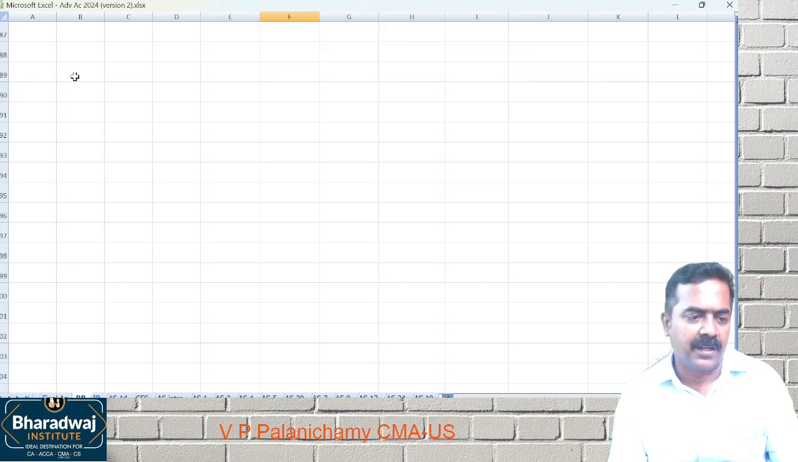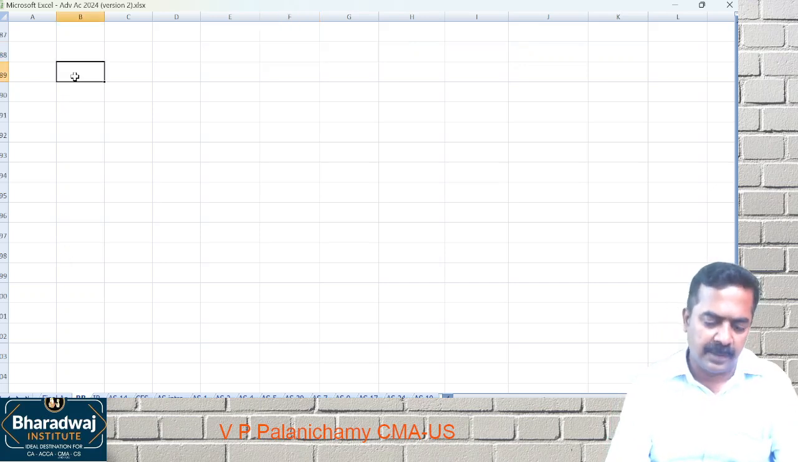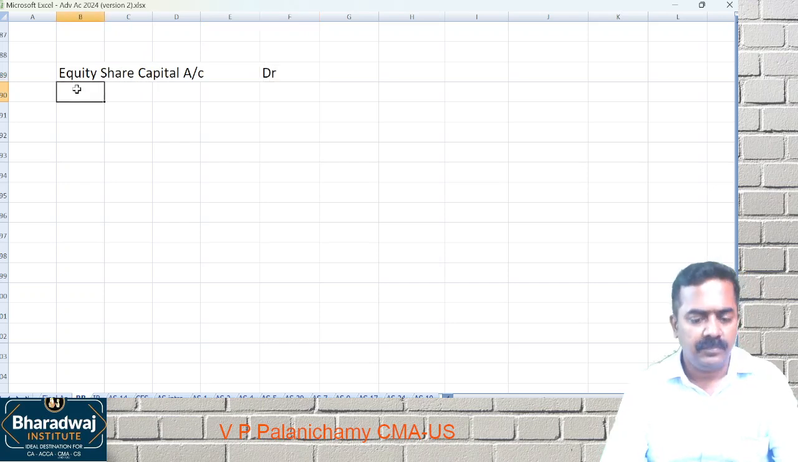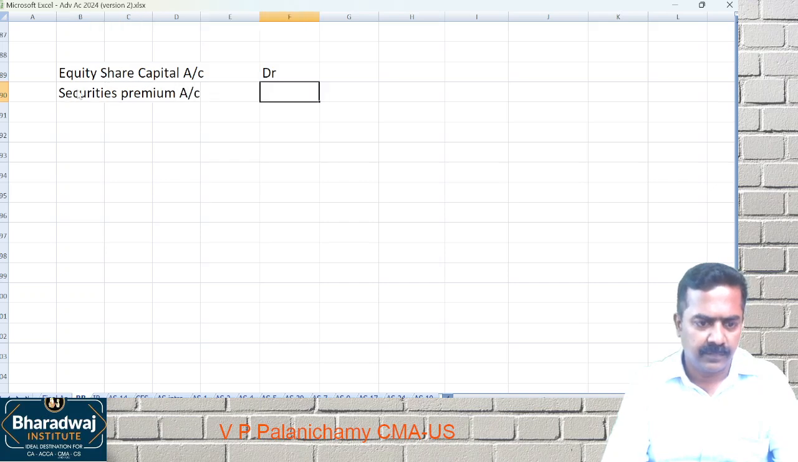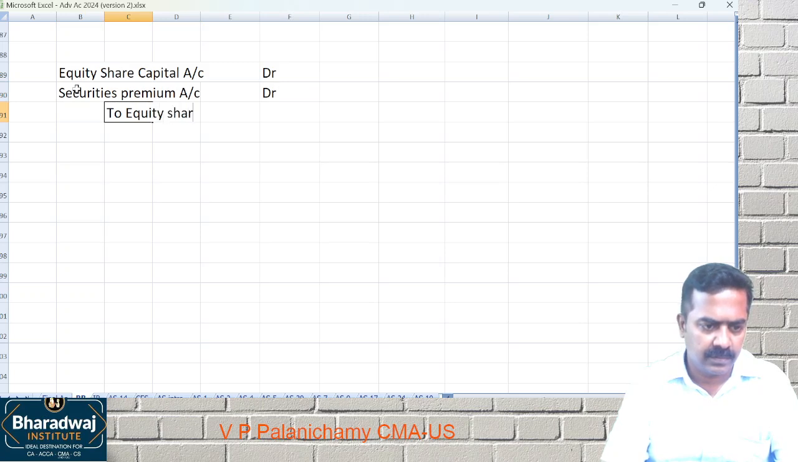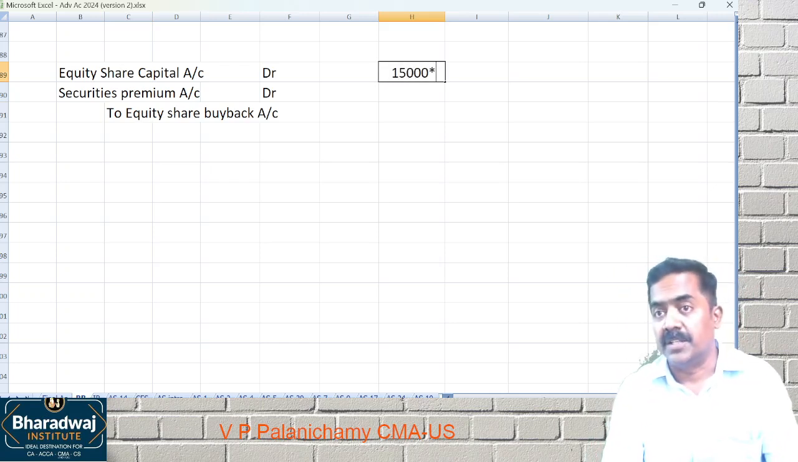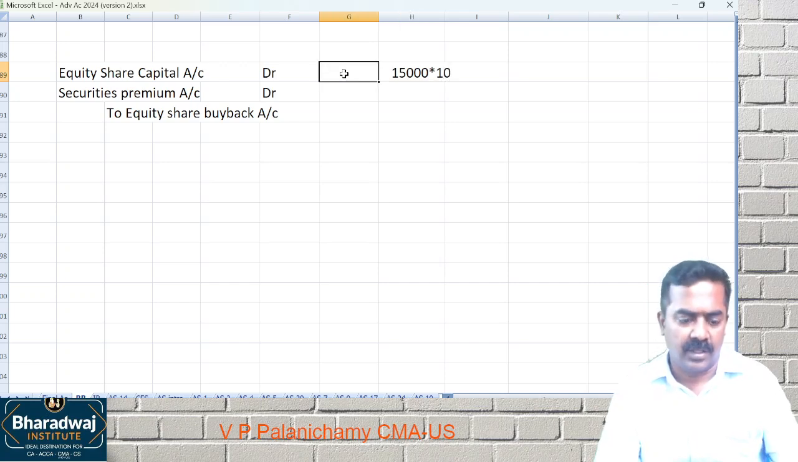How many shares are we going to buy back in that question? What is the entry you will pass? Equity share capital account debit, then securities premium account debit, to equity share buyback account. Or you can put equity shareholders account also. 15,000 shares of how much? Face value 10, so 1,50,000.